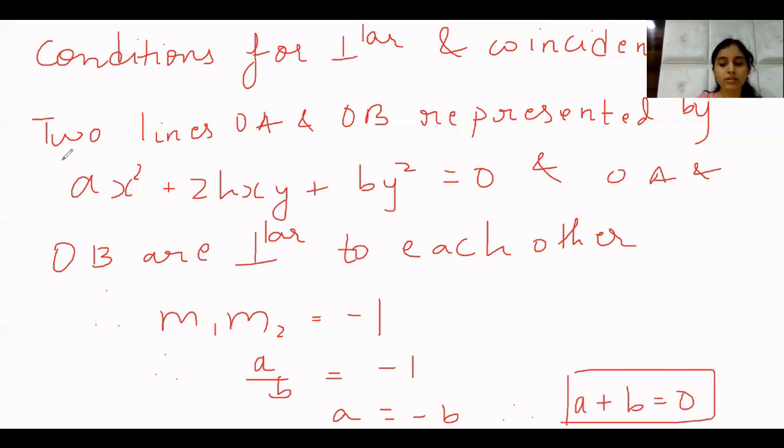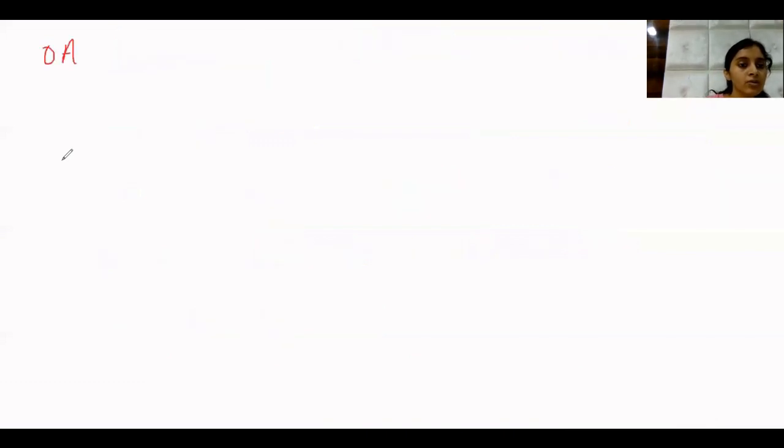Here we come to that condition where a plus b should not be equal to 0 if it's an acute angle. Okay, so if a plus b is 0, that means theta value is 90 degrees, that is, the angle between the two lines is 90 degrees. So the condition for the lines to be perpendicular is a plus b should be equal to 0. Now what are a and b? These are the coefficient of x square and coefficient of y square. Their addition should be equal to 0. The second condition, OA and OB coincide.